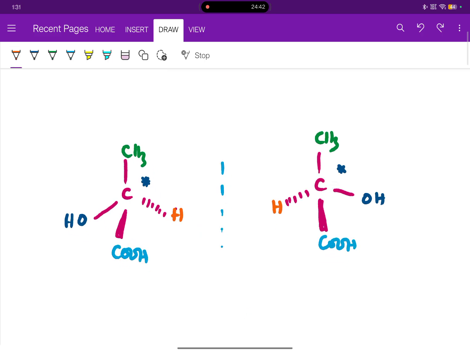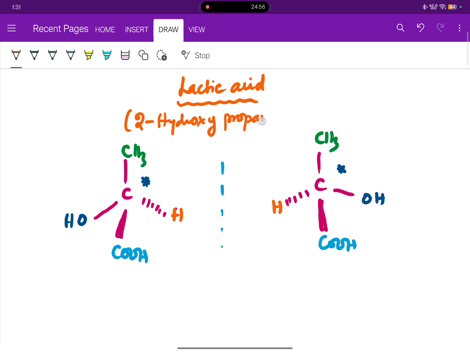So this is a perfect molecule called lactic acid. Yes. So the IUPAC name is 2-hydroxy propanoic acid. If this is a plus isomer or a D isomer, this is a minus isomer or L isomer.